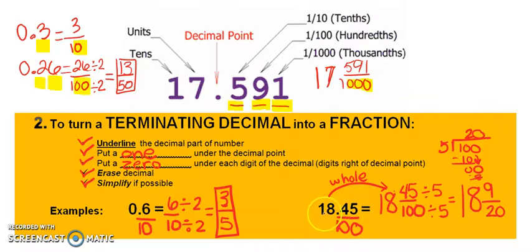Now we can see that 18.45 is the same as 18 and 45 hundredths. And when we simplify that, it gives us 18 and 9/20. So, changing a decimal into a fraction is actually pretty easy.